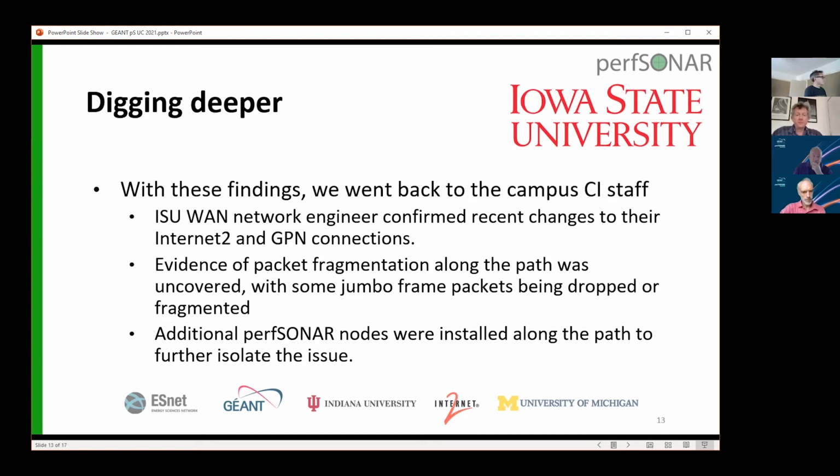And we also started, when we had them look a little bit deeper and do some testing of their own, we saw that jumbo frames, similar to the CCNY case, were being dropped or fragmented. And based on our advice, we went ahead and asked them to install a couple more perfSONAR nodes, which they were amenable to doing. So as opposed to just having perfSONAR at the researchers and then clear out at UCAR, they ended up putting building and campus level nodes in to try and further isolate the issue. So we got a little more perfSONAR saturation, if you will.